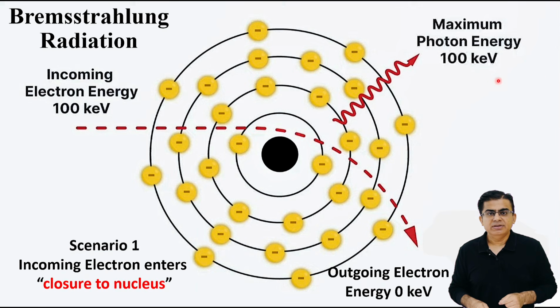So this is what happens when the incoming electron comes very close to the nucleus. In our next animation, I will show you the next scenario. What happens when the electron travels much further away from the nucleus?